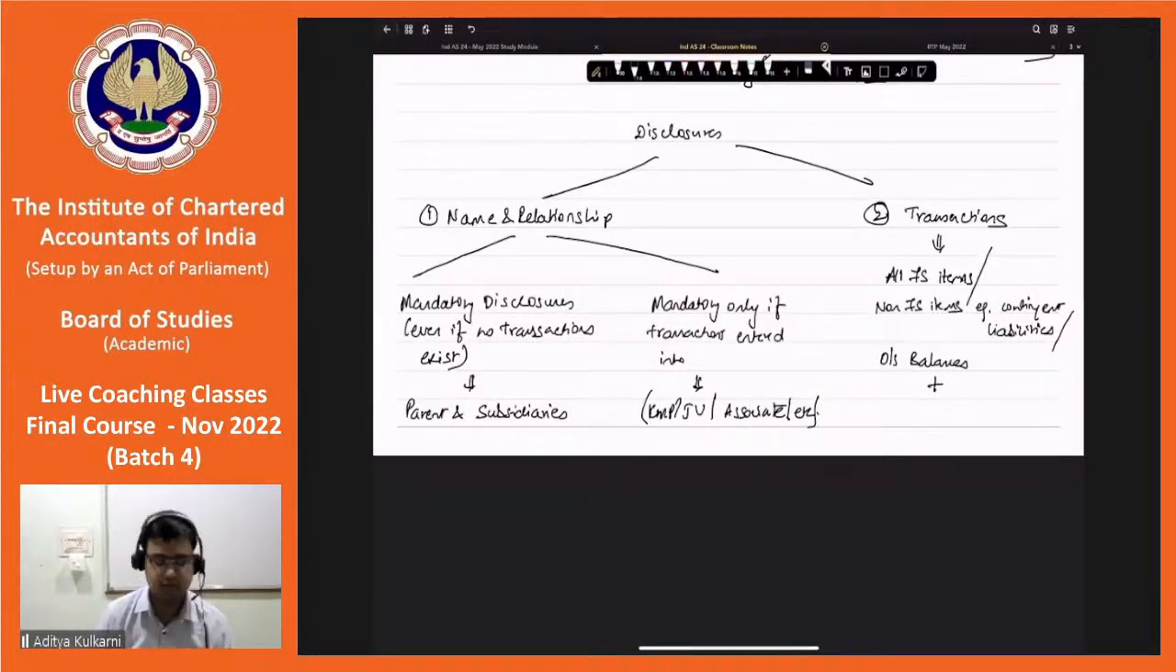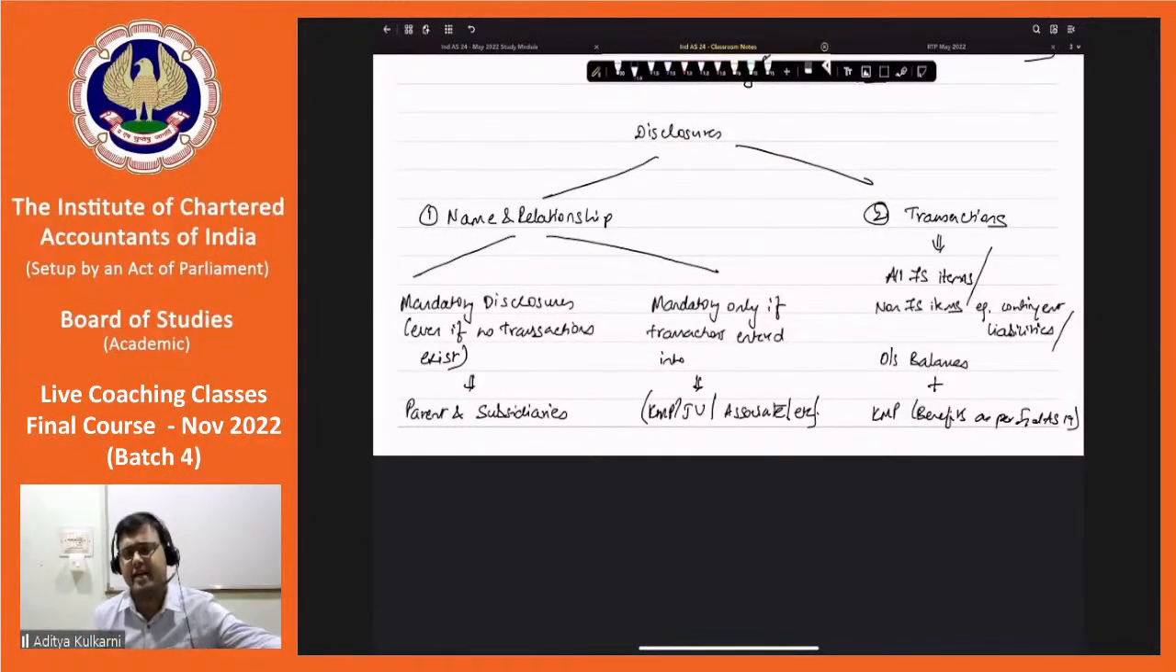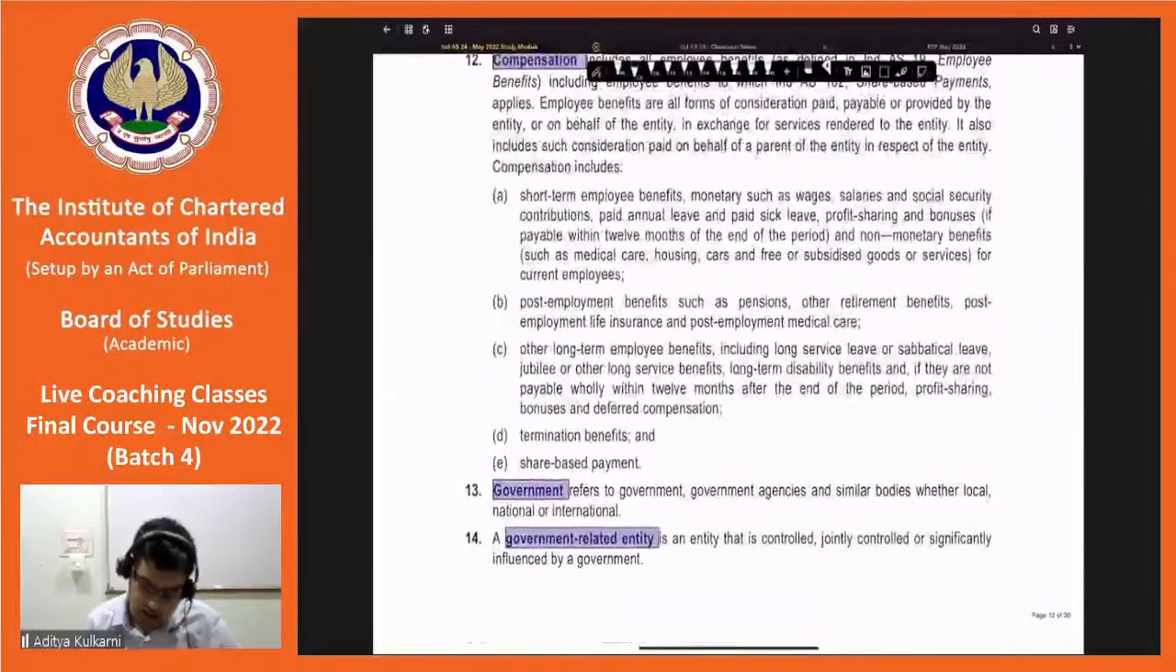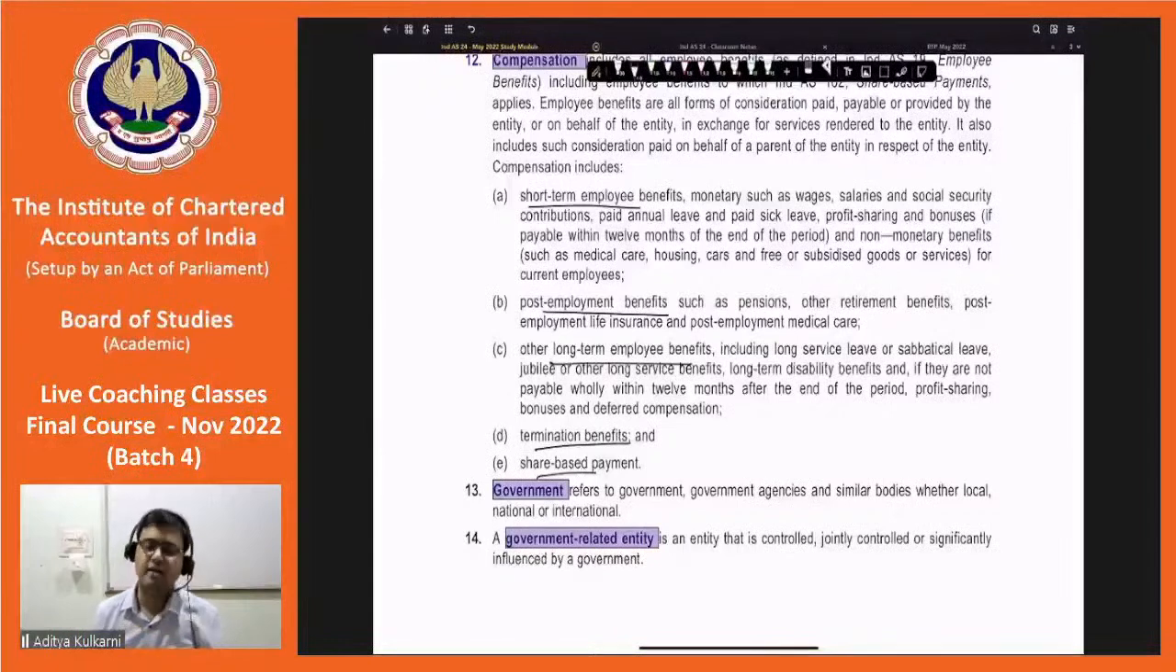Plus, in the case of KMP, key managerial personnel, you will give the disclosure of benefits as per Ind AS 24. That means how much is short term benefit, how much is long term, how much is defined benefit plan, all these things you will have to give. It includes short term employee benefits, post-employment benefits, other long-term employee benefits, termination benefits, and share-based payments.